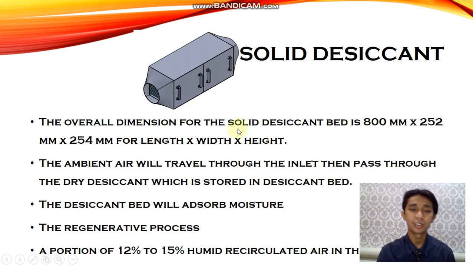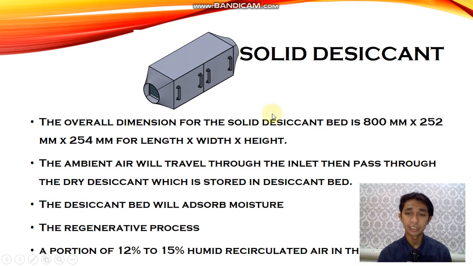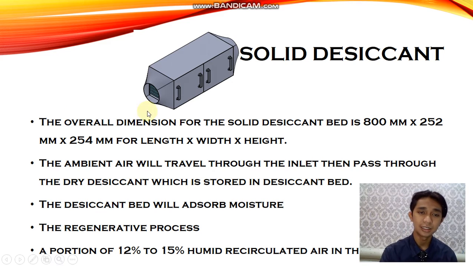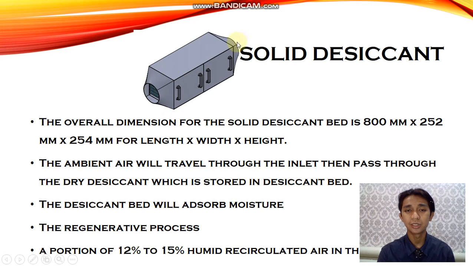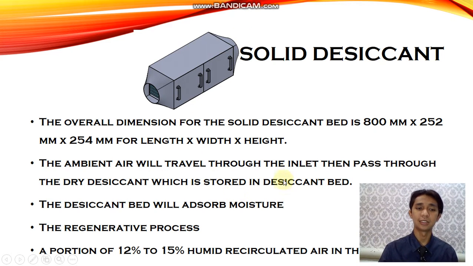And then this is the overall view of solid desiccant. The overall dimension has been stated also in the previous slide. The ambient air will travel through the inlet here, then pass through the dry desiccant inside the desiccant bed and out from the outlet. The desiccant bed will absorb moisture, so the air that passes through here is only the exhaust air. Okay, so this is the regenerative process.